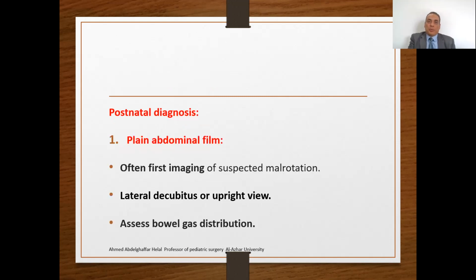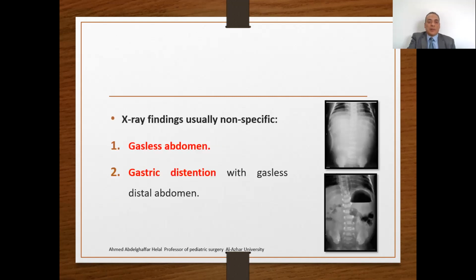Postnatal radiological diagnosis is very important. The first investigation is the plain abdominal X-ray film. Often as the first imaging of suspected malrotation, a lateral decubitus or upright view is obtained. The plain X-ray will assess the pattern of bowel gas distribution for any neonate or newborn with suspected intestinal malrotation. Usually the X-ray findings are non-specific.